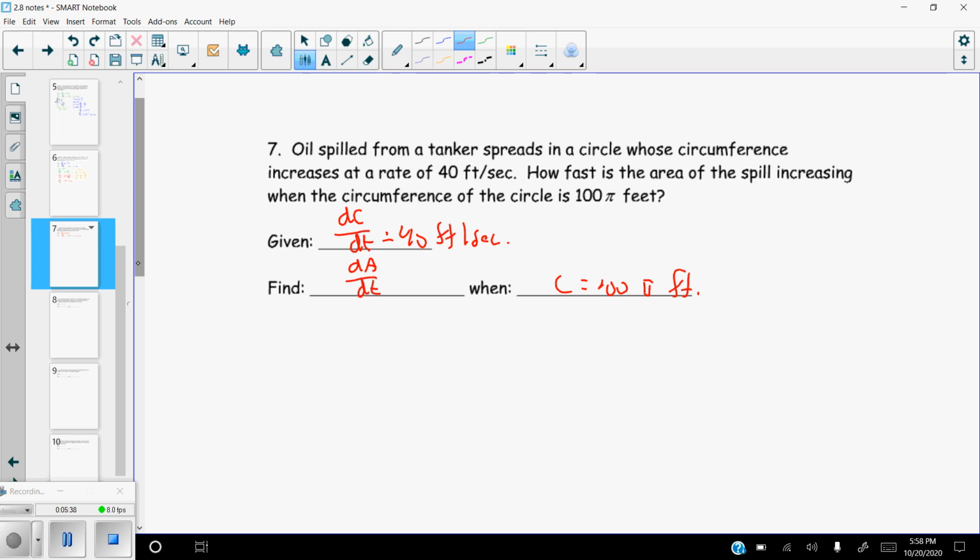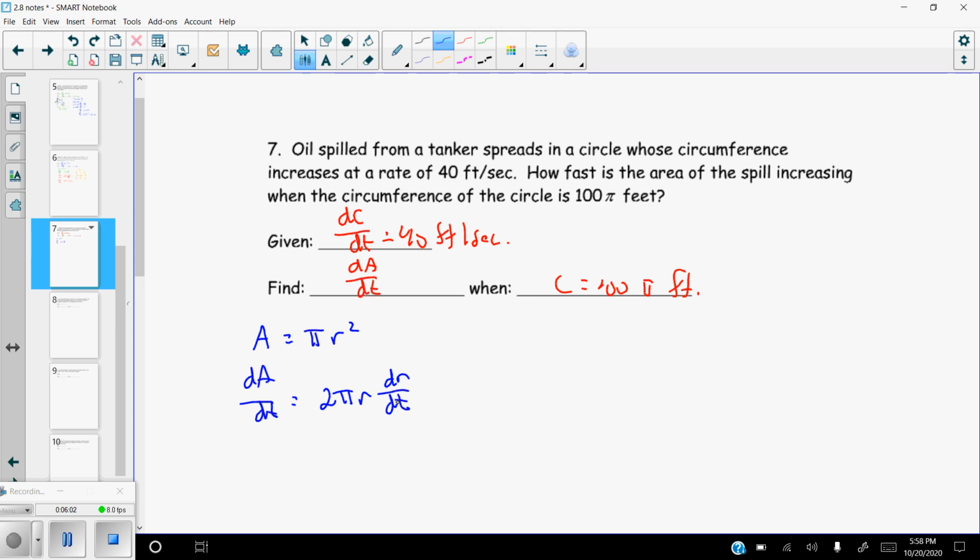Okay, so let's see. We want to know how fast the area is changing. The area of a circle is never going to be given to you. You must know this one. Area of a circle is pi r squared. So we're going to start off with area equals pi r squared. Take a derivative, see what we need. So the derivative of A is dA over dt. The right side will bring the 2 out to the front. So 2 pi r dr over dt.